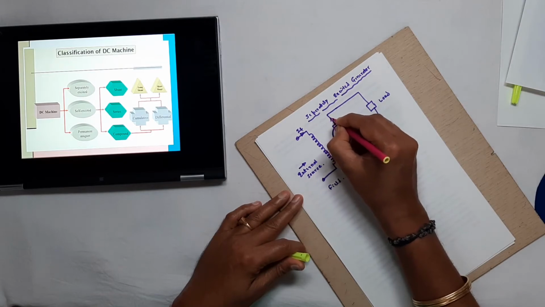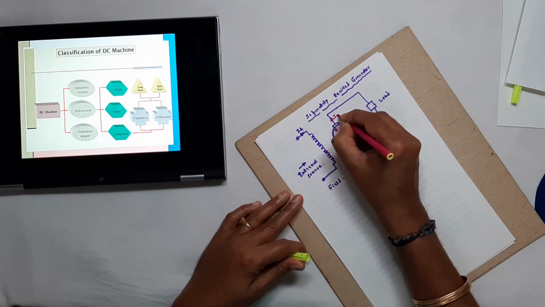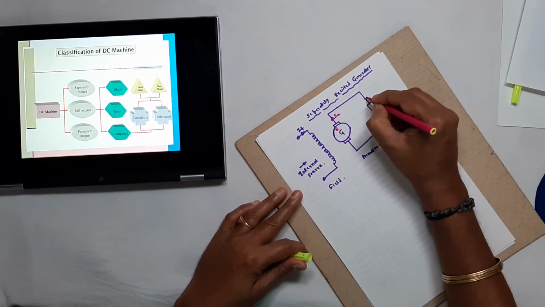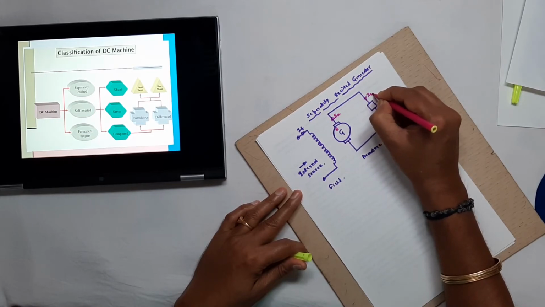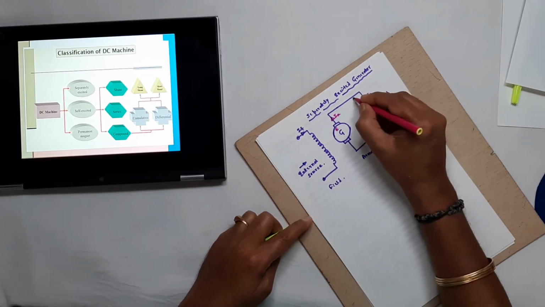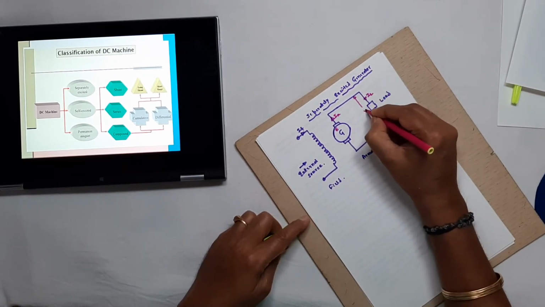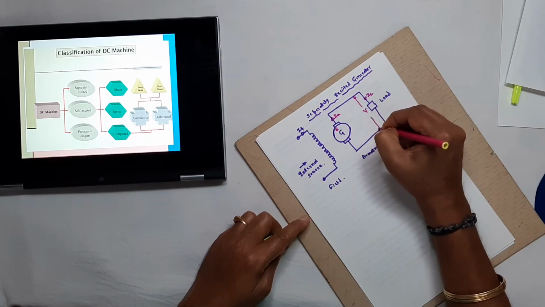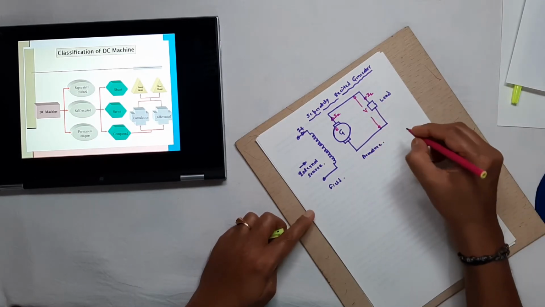Then the current which is delivered by the armature is called the armature current. The current which is flowing through the load is called the load current. Then the voltage which is available across the terminals of the load is called the terminal voltage. Just remember the different terminologies.